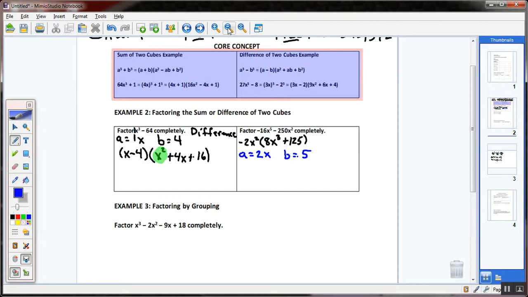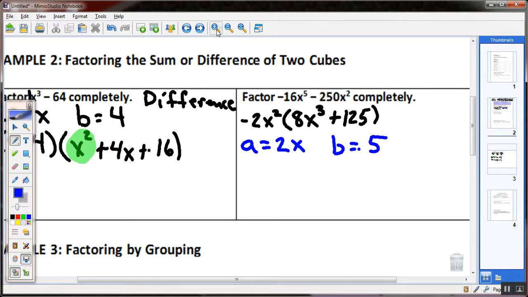All right, so let's do this. Still out front, we have the negative 2x squared, so it's going to factor in negative 2x squared. Okay, next part then was a plus b. So what plus what, kids? 2x plus 5. Okay.